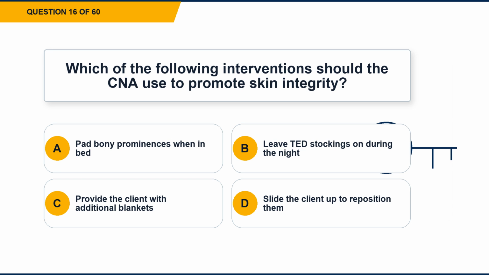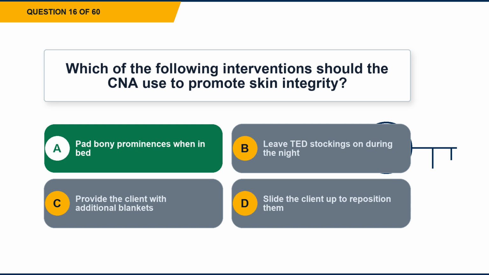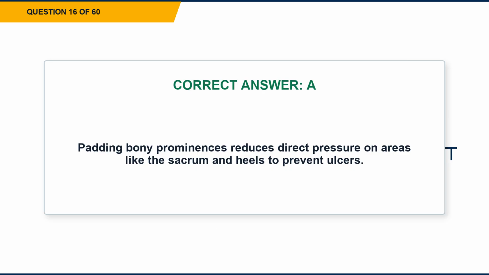Question 16. Which of the following interventions should the CNA use to promote skin integrity? Option A, pad bony prominences when in bed. Option B, leave TED stockings on during the night. Option C, provide the client with additional blankets. Option D, slide the client up to reposition them. The correct answer is option A. Explanation: padding bony prominences reduces direct pressure on areas like the sacrum and heels to prevent ulcers.